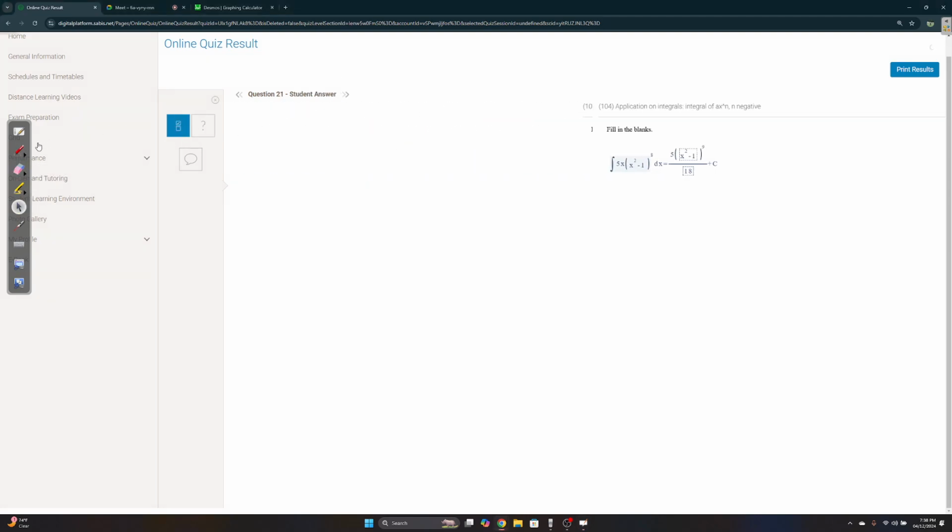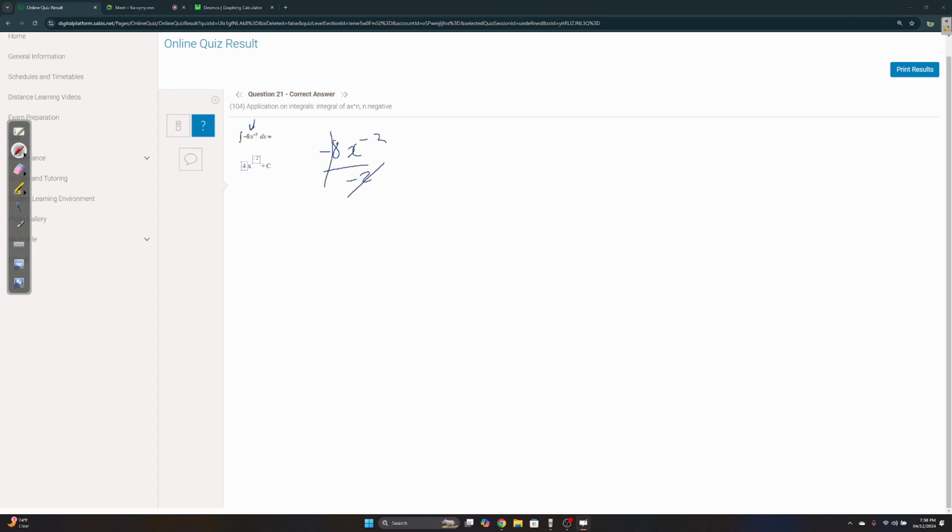Question 21. Inshallah, they're nice, petite, easy questions. Integrate this. You can take minus 8 down. x, add 1 to the power, minus 2 over minus 2. This cancels. You can get 4 over x squared. Or they kept the power up, so you keep it as x to the power minus 2. Okay? Question 22.